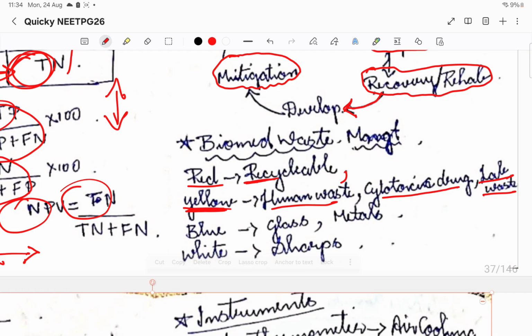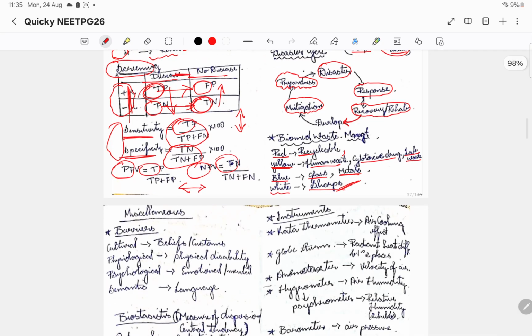Then with respect to blue, we are going to put glass and metals. All the broken vials and all, we used to put in a blue bin, right? In hospitals we used to put them in blue. Then white: in all the hospitals in our internship also, we used to put all our needles into a small white box, whether it is a government hospital or a private hospital, it is the same thing. A small white box will be there, and the sharp blades and needles will go to white. Okay, so this is with respect to biomedical waste management.